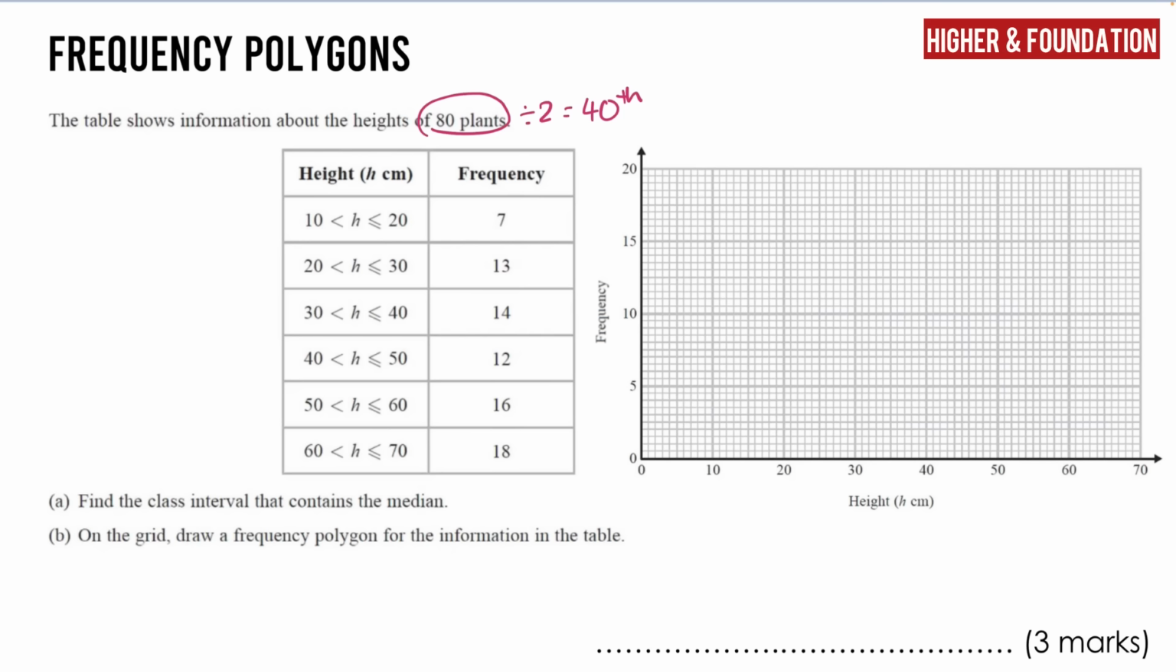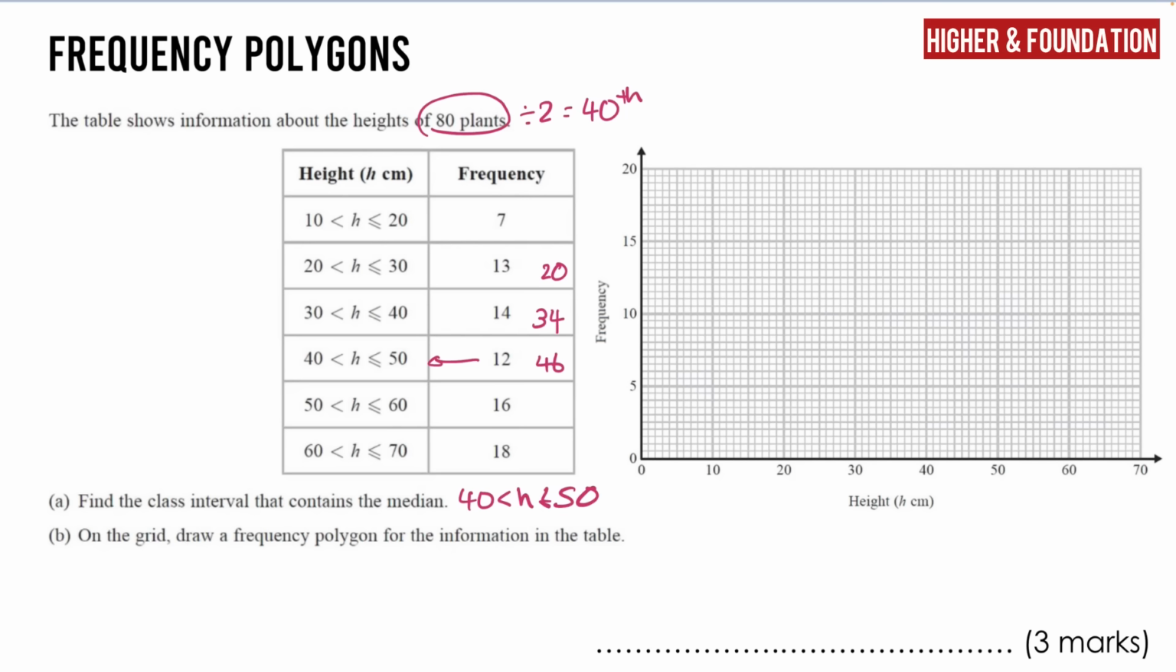Now if we count down cumulatively, 7 add 13 gets us a total of 20. Add the 14 gets us to 34. And then we go past 40 on this next one, we get 46. So as we've gone past 40, our median is in this category just here. So we just write down that category, between 40 and 50.